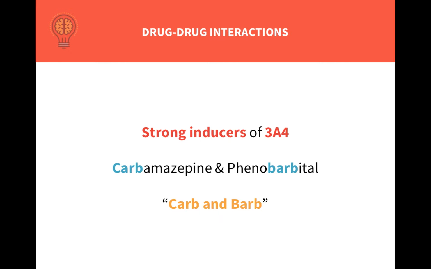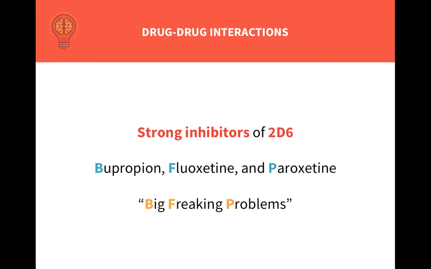Within the field of psychopharmacology, there are a few particularly strong inducers that you should be aware of. Both carbamazepine and phenobarbital are very strong inducers of the 3A4 system, and you will see them frequently mentioned during this lecture. You can remember these by thinking of them as carb and barb. Conversely, there are a few very strong inhibitors that you should know about. Specifically, bupropion, fluoxetine, and paroxetine are each very strong inhibitors of the 2D6 system, which you can remember by thinking that bupropion, fluoxetine, and paroxetine can cause big freaking problems in drug metabolism, as we'll see soon.